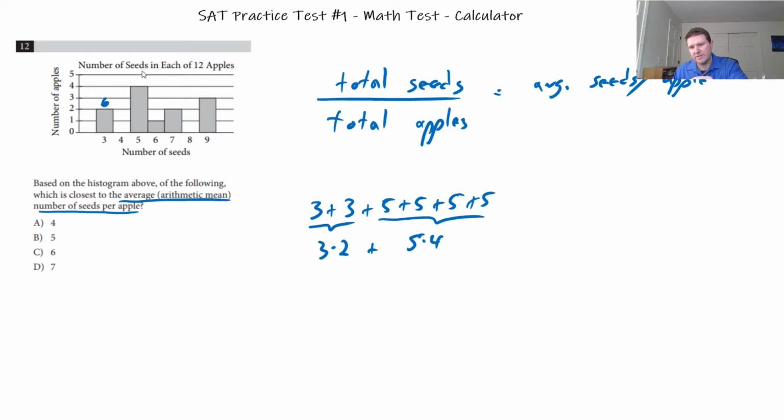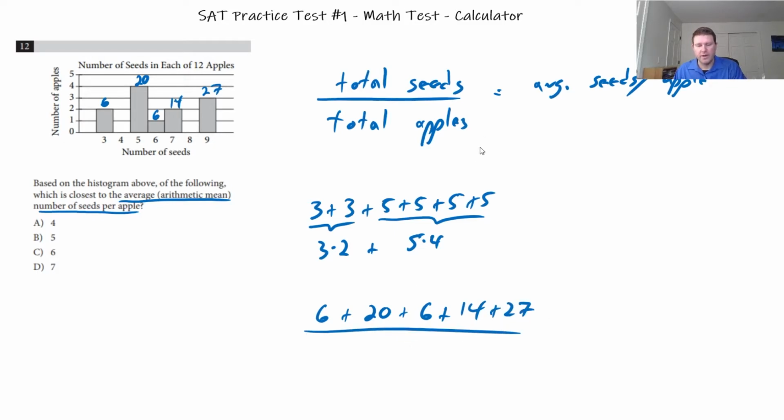So this will be 6 plus 20 plus 6, 14, and 27. I'm just going to write those out: 6 plus 20 plus 6 plus 14 plus 27. And then all over, how many apples are there?